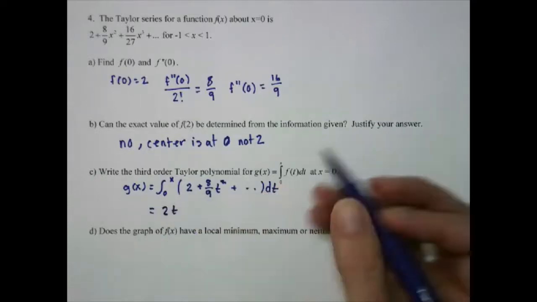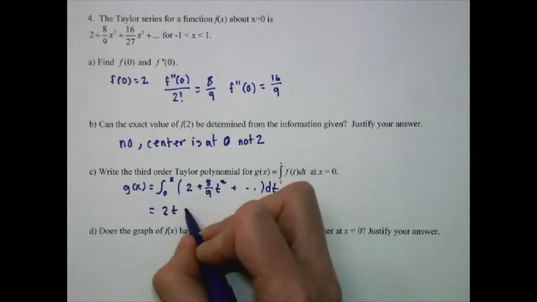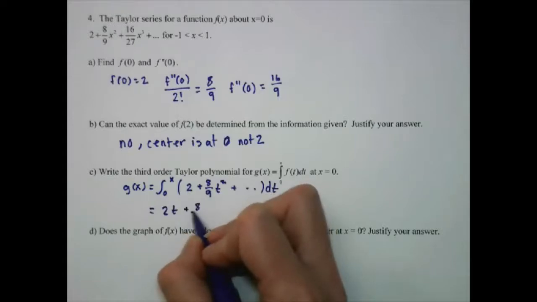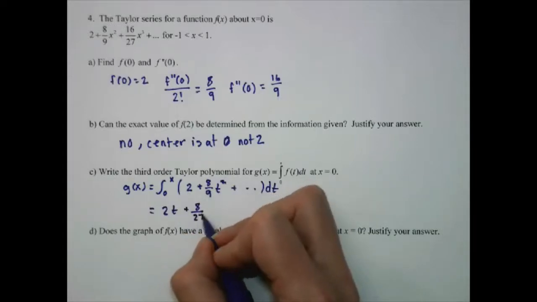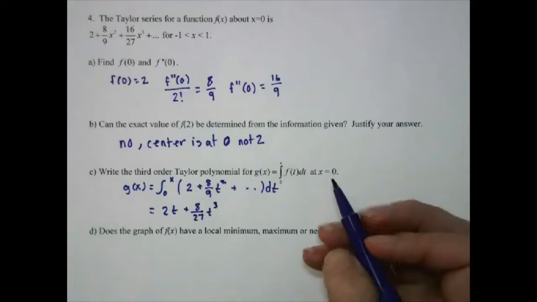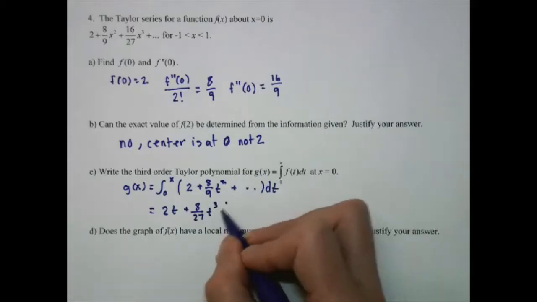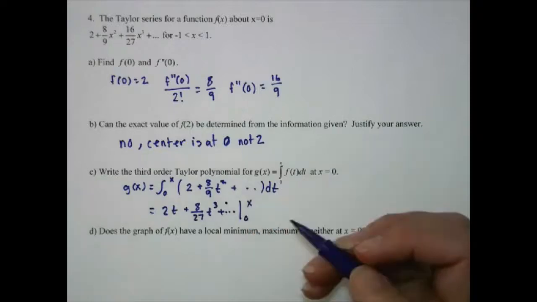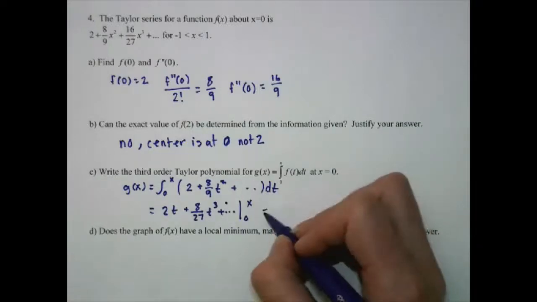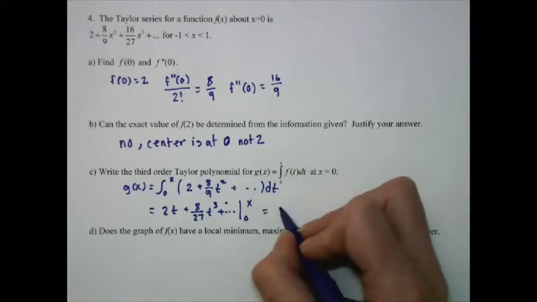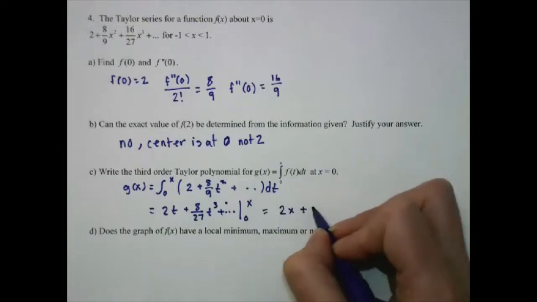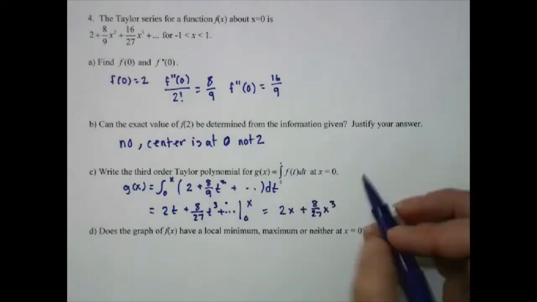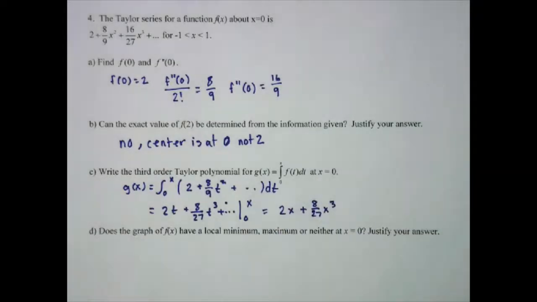We're going to have 2t plus 8 over 27t cubed plus dot dot dot evaluated from 0 to x. Actually, I guess we don't need the dot dot dot because we're just doing a third order. But 2x plus 8 27ths x cubed, and then evaluated at 0 is 0. So there is our third degree polynomial.